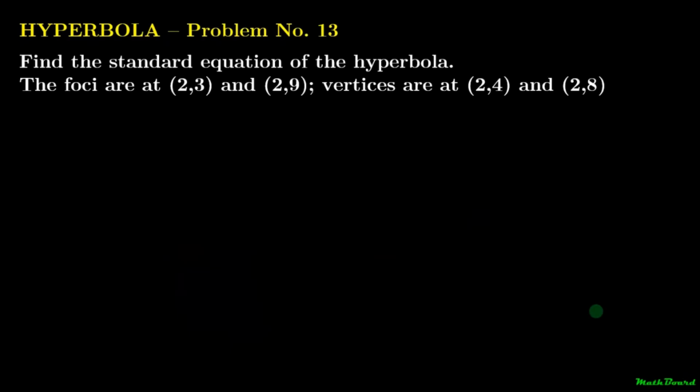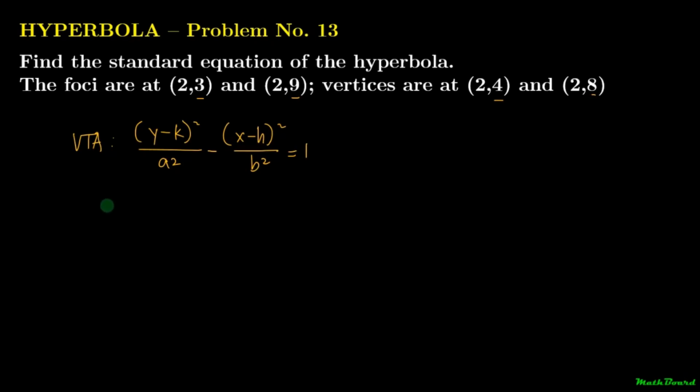Let's proceed to the hyperbola. The first one is, the foci are at (2, 3) and (2, 9). The vertices are at (2, 4) and (2, 8). Looking at the coordinates of the foci, we have different y coordinates as well as the vertices. Therefore, the transverse axis is vertical. And when the transverse axis is vertical, the equation is y minus k squared over a squared minus x minus h squared over b squared equals 1.